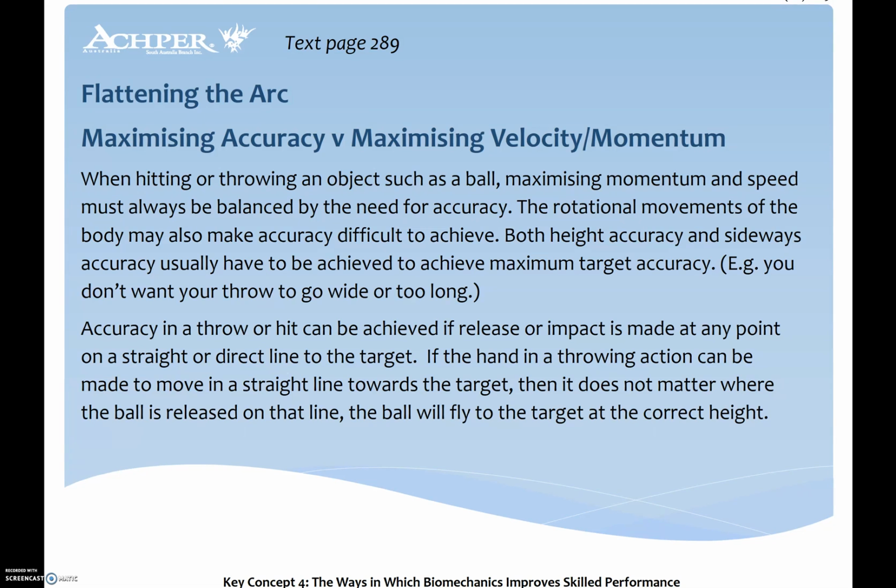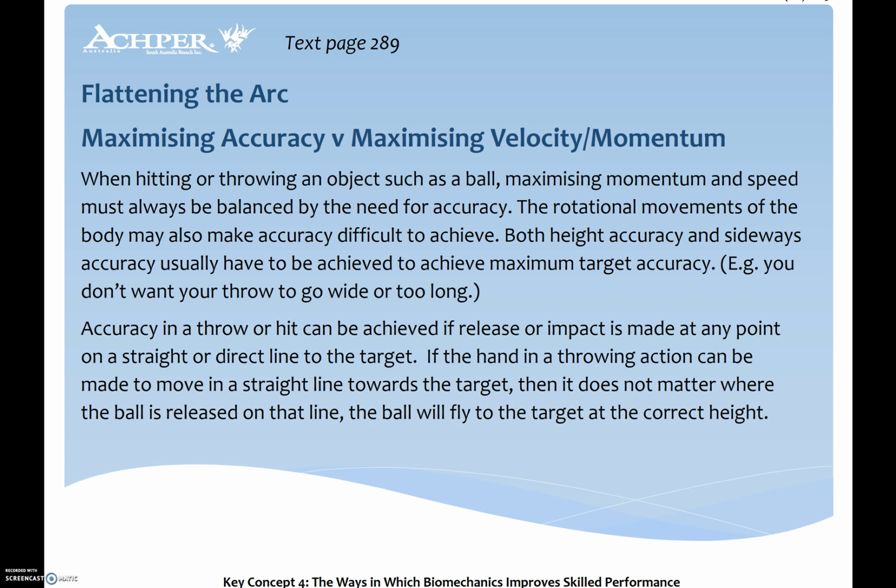So flattening the arc, so maximising accuracy versus maximising velocity and momentum. When hitting or throwing an object such as a ball, maximising momentum and speed must always be balanced by the need for accuracy. So the rotational movements of the body may also make accuracy difficult to achieve. So both height accuracy and sideways accuracy usually have to be achieved to achieve maximum target accuracy. So you don't want to throw too wide or too long.